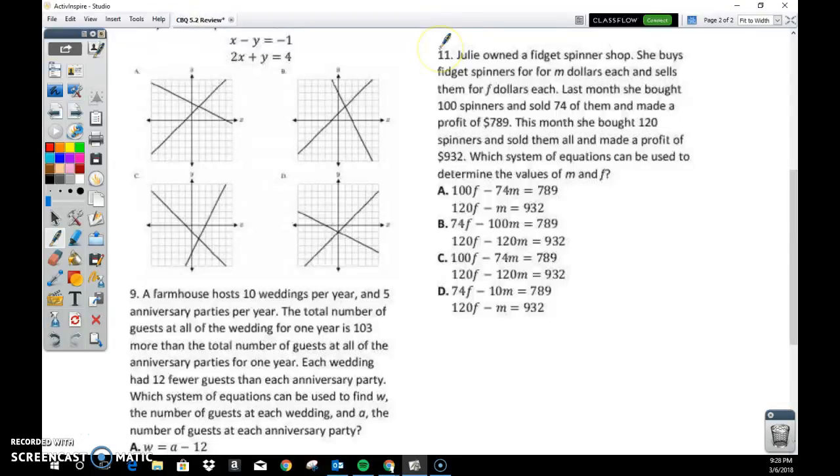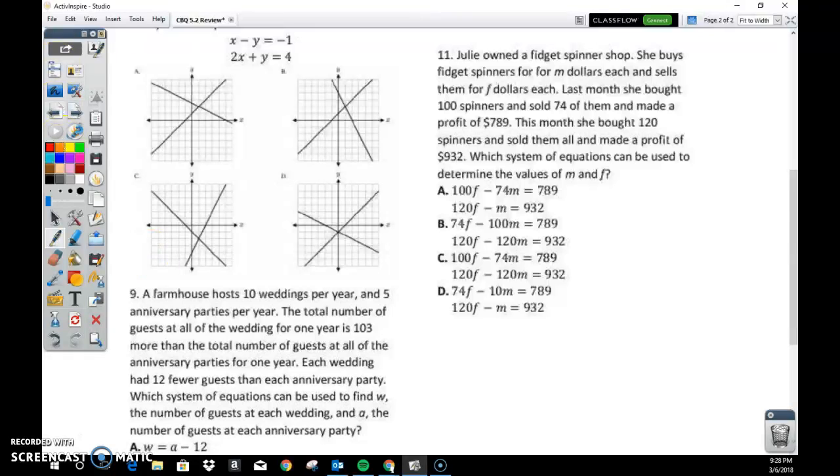Okay, number 11. Alright, so it says Julie owned a fidget spinner shop. She buys fidget spinners for $M each and sells them for $F each. Last month she bought 100 spinners and sold 74 of them and made a profit of $789. This month she bought 120 spinners and sold them all and made a profit of $932. Which system of equations can be used to determine the values of M and F?